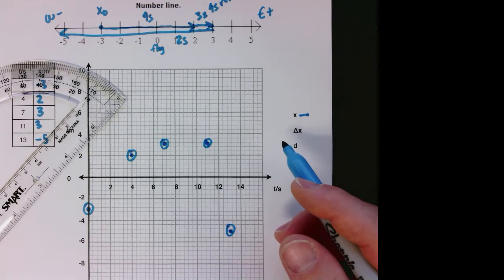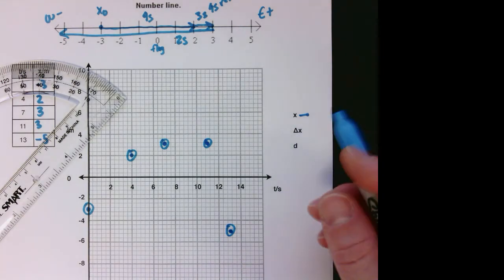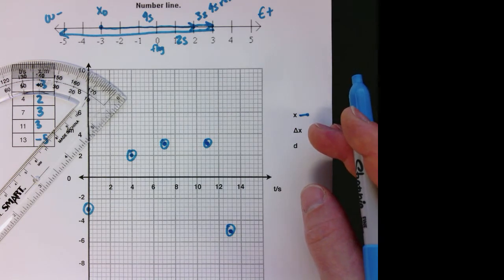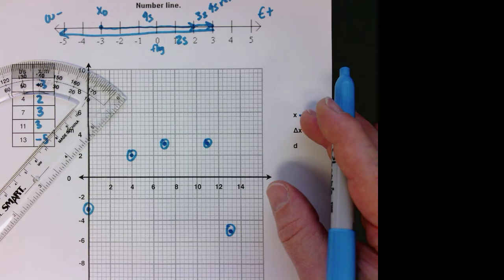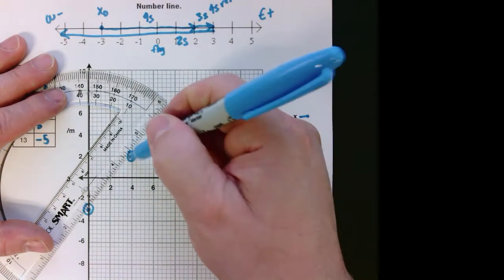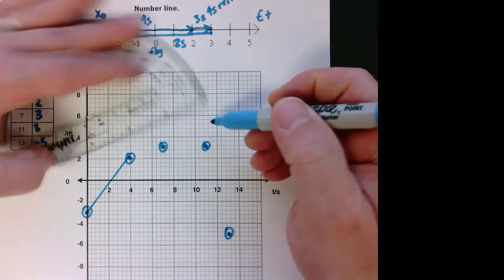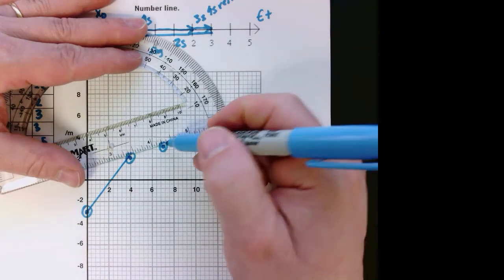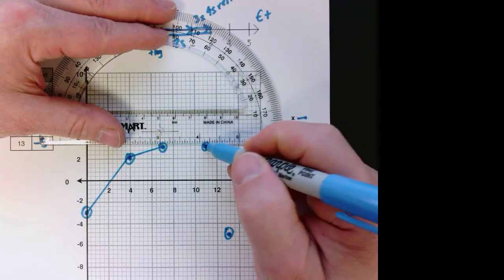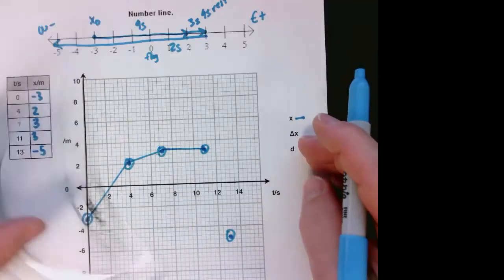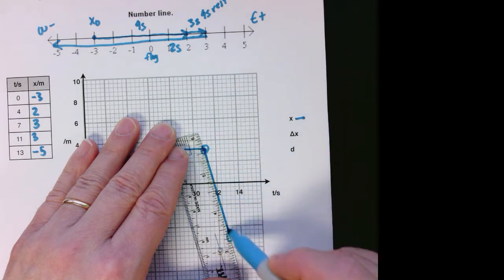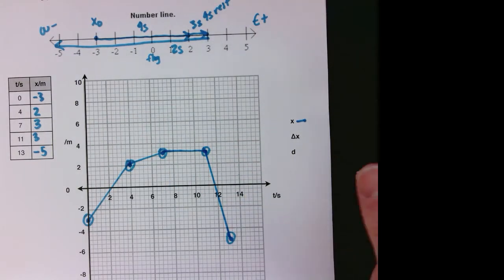Now, given this information, we need to make some assumptions about the nature of their motion. The simplest assumption to make is that their speed was constant throughout all of those intervals. So if we do that, we can draw these straight lines like so. And this would be a position-time graph.